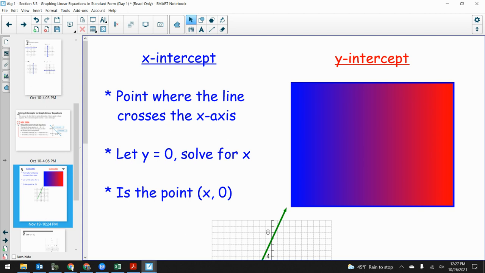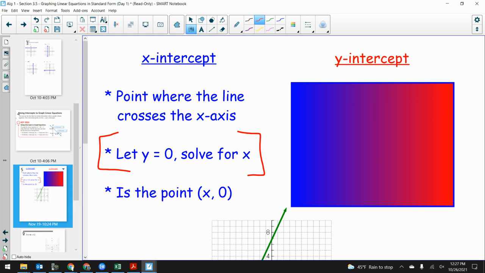The x-intercept is the point where the line crosses the x-axis. The second thing is how we solve for it given an equation. And I'll tell you what, this is the most important thing today. How do you solve for it given an equation?